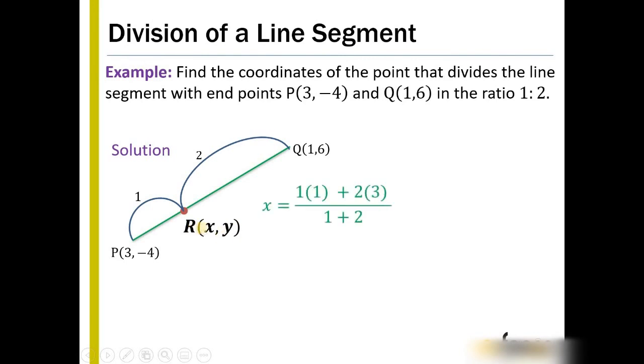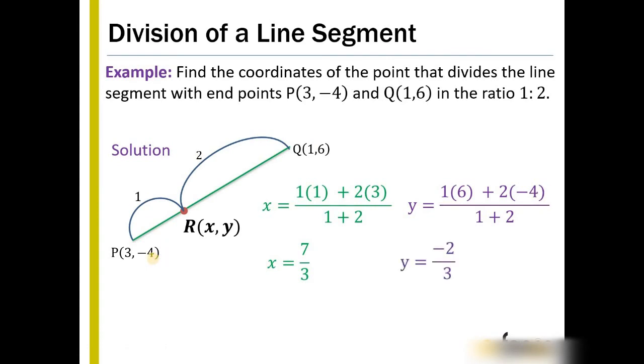If we use the formula, then we need to do 1 times 1 plus 2 times 3 over the total, which is 1 plus 2, to find the x-coordinate, which is 7 over 3. And then for the y-coordinate, we need to do 1 times 6 plus 2 times negative 4 over the total, which is 1 plus 2. And this gives us negative 2 over 3. So R is the point (7/3, -2/3).